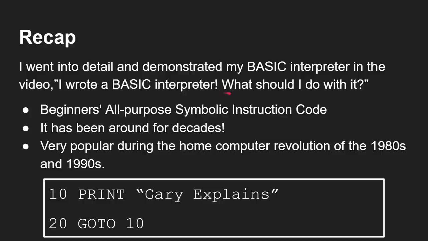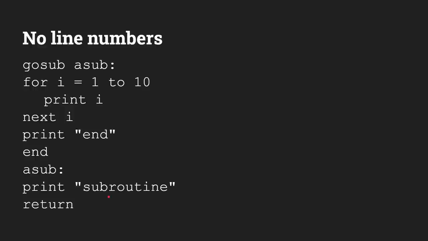So here's a very simple BASIC program. It has line numbers, so line 10, print, Gary explains, line 20, go to line 10. It will just go around in a loop printing Gary explains on the screen. Now, one of the first things I did was remove the need for line numbers. Instead, you have labels, so gosub, a sub is a label down here. And so it will jump down to here, a subroutine, it will print subroutine, and then return makes it return to here. Then there's a loop, 1 to 10, prints out I, prints out end, and then ends the program. So that was a very simple, what is now PiccoloBASIC program that I talked about in that previous video.